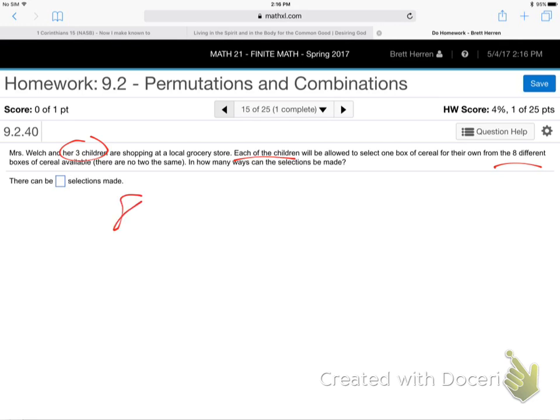Out of 8, choose 3, right? Out of the 8 boxes of cereal on the shelf, they're going to take 3 home with them. The 3 kiddos are each going to pick a box of cereal. Now, it's going to be either 8C3 or 8P3. How do we know if order matters or not?